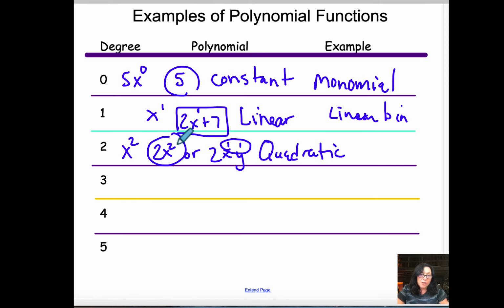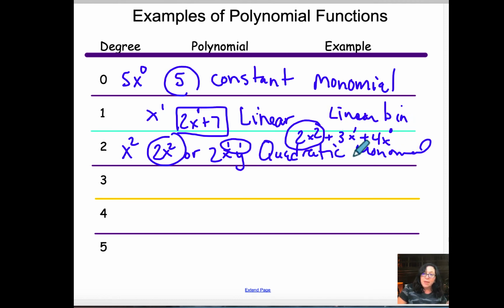And because I only have one term here, that's a quadratic monomial, okay? But you could have lots of things. You could say 2x squared plus 3x plus 4. And in this case right here, it's still quadratic, but we have 3 terms. So remember, you identify the degree by the highest power, and this being the highest power, the 2, because that's x to the 1, and then that's x to the 0 power. So that's the highest power. So you would say it's a quadratic, and because it has 3 terms, it's a quadratic trinomial in that case.